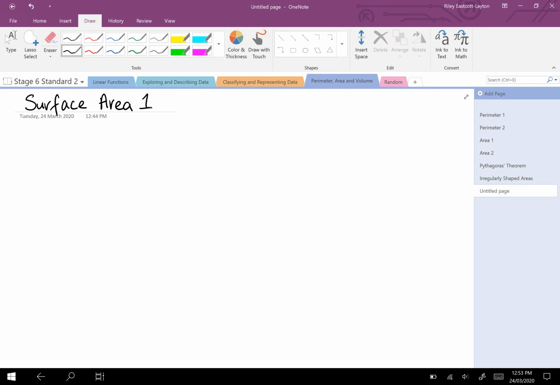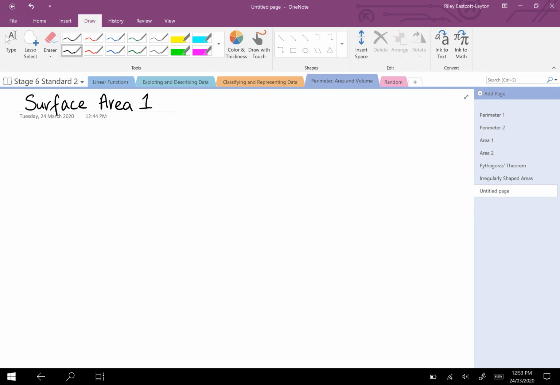So surface area, this will probably be a little bit of a recap of things that you've done in the past, particularly in stage 5. But surface area is just essentially, if we were to find the area of each of the faces of an object, whether it's a prism or whatever it might be, it could be a pyramid, we're just adding up all the different areas of the faces.